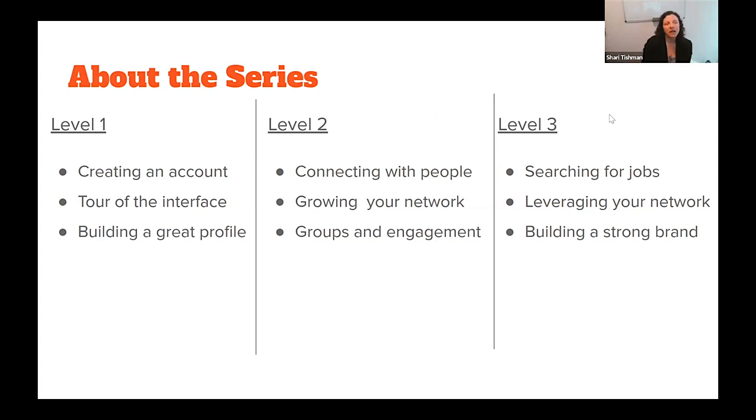Level 3 is sort of a two-parter. In the first part, we talk about how to leverage that network to find jobs to apply for and to apply for those jobs, using tools on LinkedIn and then activating your network to help you get more opportunities.